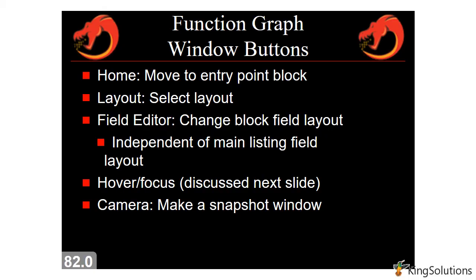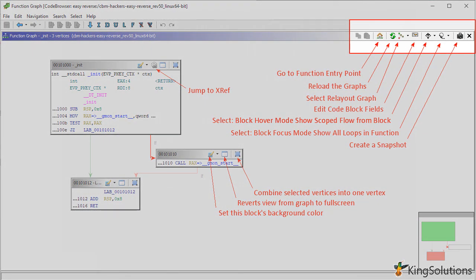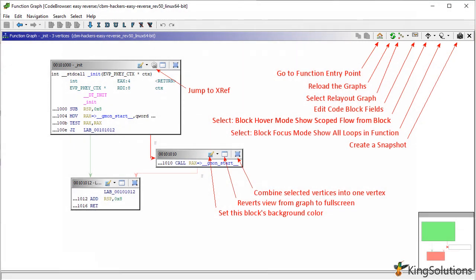Function graph. Window buttons. The window buttons, top right of window, have the following actions. Home, move to entry point block. Layout, select layout. Field editor, change block field layout, this is independent of main listing field layout.